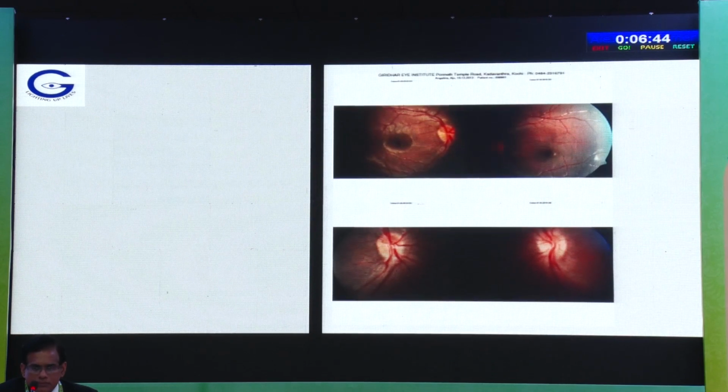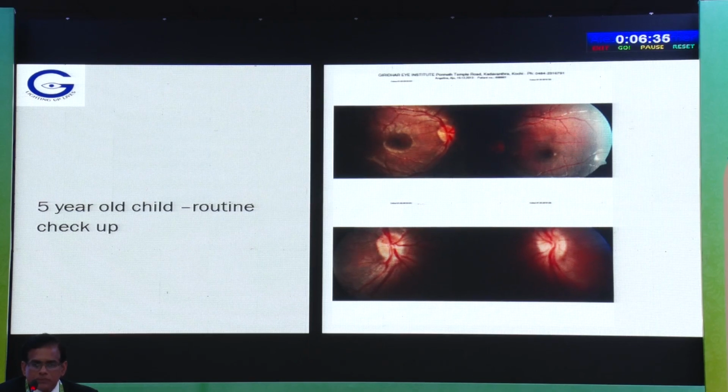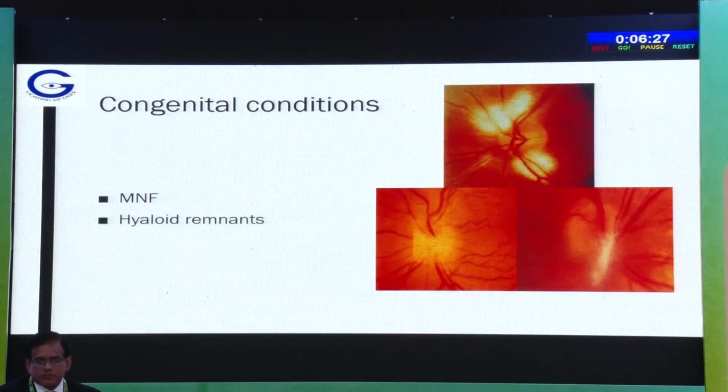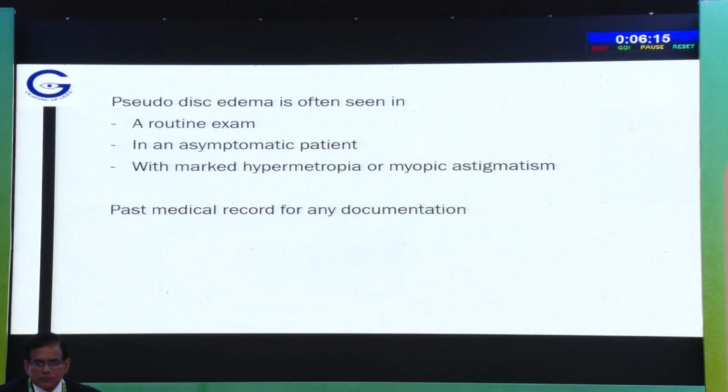So look at this disc. Bilaterally, the disc margins are blurred. This is a 5-year-old child who came for a routine checkup, and the refraction showed +6 diopters in both eyes. So this is a hypermetropic disc. And look at these congenital conditions, the myelinated nerve fibers, hyaloid remnants, etc. These things we can find out on ordinary examination. So a pseudo disc edema is often seen in a routine examination in an asymptomatic patient with marked hypermetropia or myopic astigmatism, and past medical records should be looked for.